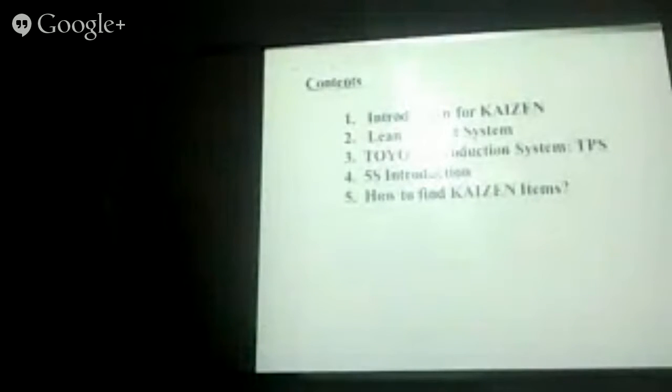Today's presentation content is, firstly, I'd like to introduce the Kaizen and lean production system. Next is Toyota production system and 5S introduction. Finally, I'd like to introduce how to find Kaizen items.